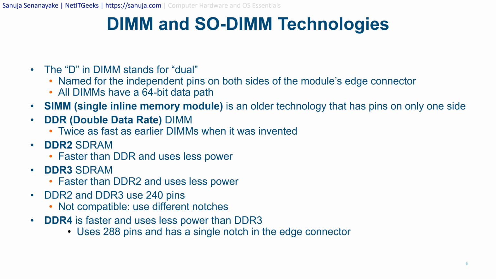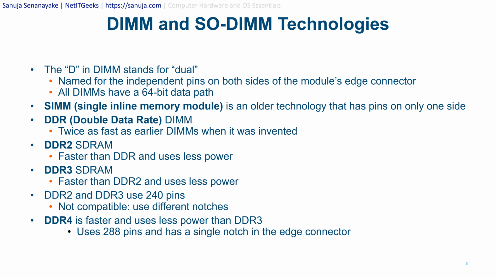So the D in DIMM stands for dual. It is named for the independent pins on both sides of the module's edge connectors, and all DIMMs have a 64-bit data path, so data lanes. You can look at it that way.